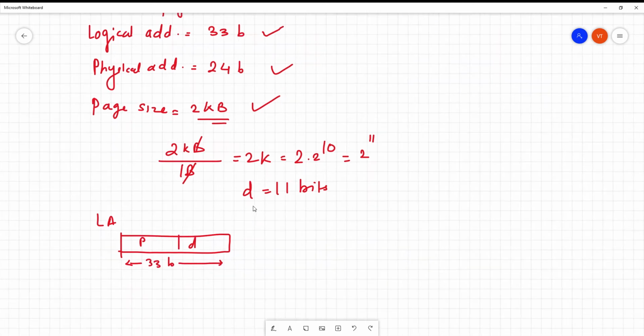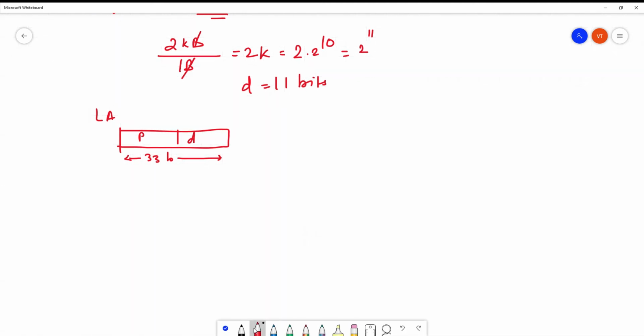So 33 bits are given, and now I know what D is. D is 11 bits, so I can write 11 bits here, and how much remaining? 22. So from this, as we have already done in the previous problem, we can find out the number of pages, which is 2 raised to 22, that is 2 raised to 2 into 2 raised to 20, equal to 4 mega.